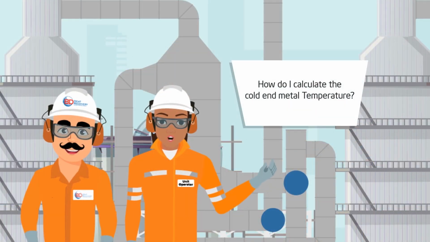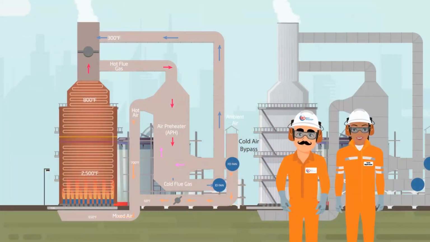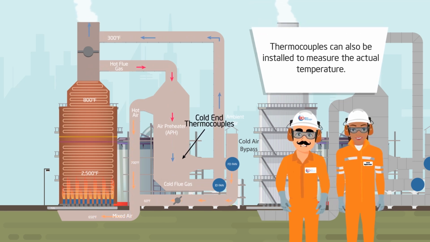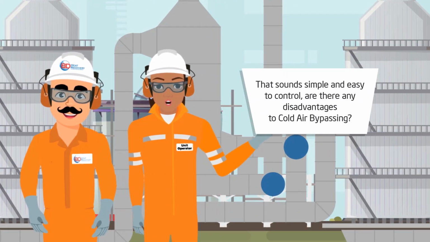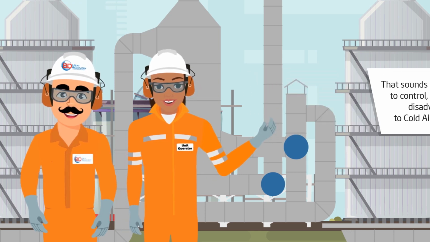How do I calculate the cold end metal temperature? A good way of ballparking the cold end metal temperature is to take the average of the flue gas outlet temperature and the combustion air inlet temperature. Thermocouples can also be installed to measure the actual temperature. That sounds simple and easy to control. Are there any disadvantages to cold air bypassing?